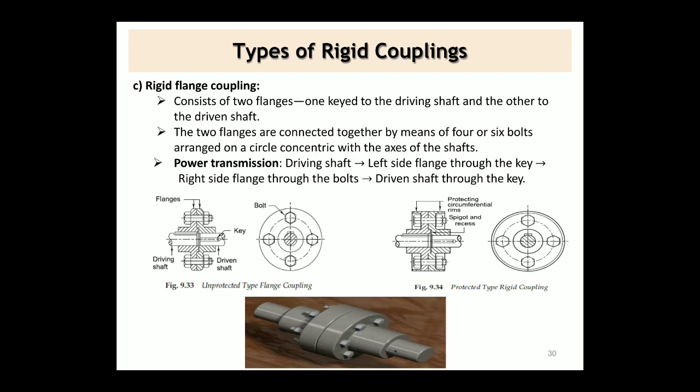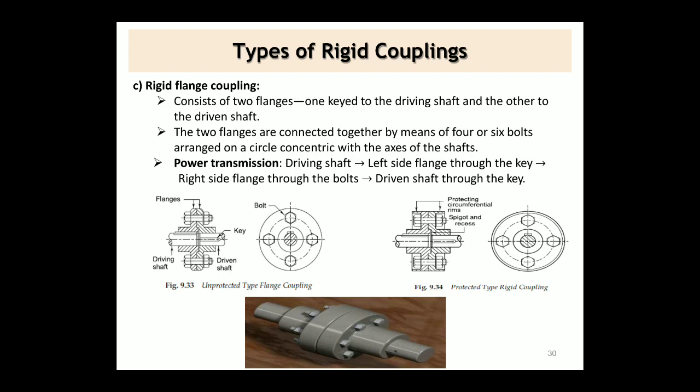The flanges are generally made of cast iron by casting or steel by a forging process. They are generally preferred for transmitting heavy torque. We have seen the various parts of the flange coupling shown in the figure below. One is the unprotected type of flange coupling, while the other figure shows the protected type of rigid coupling.